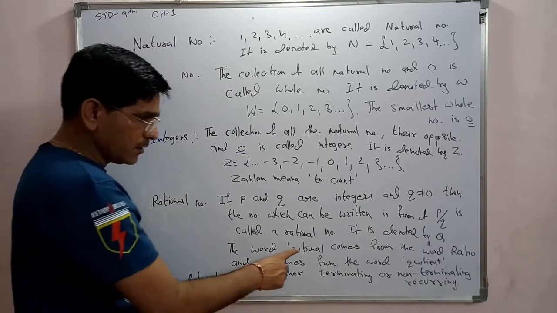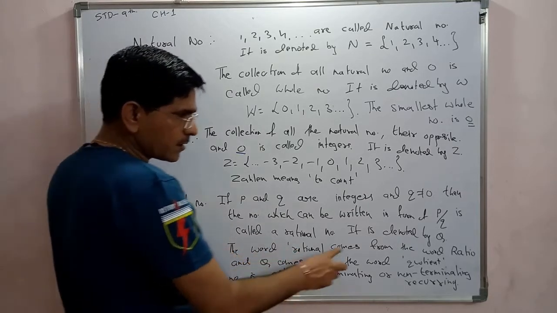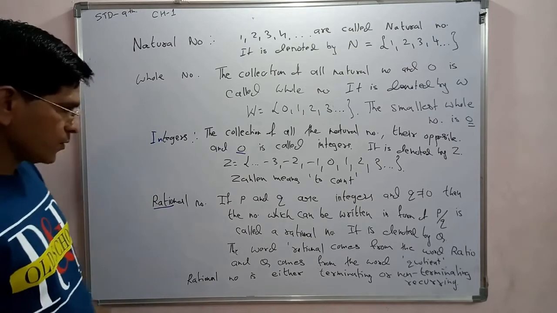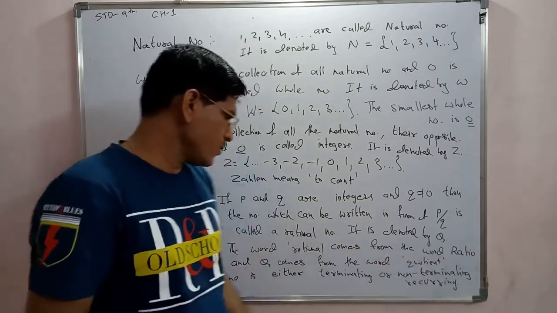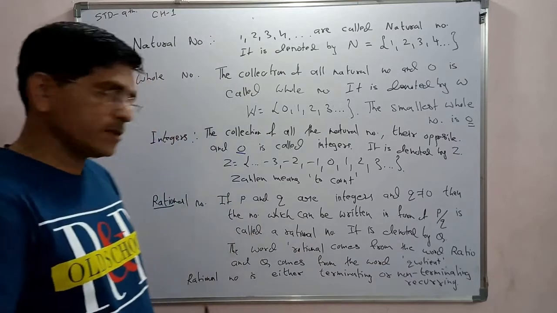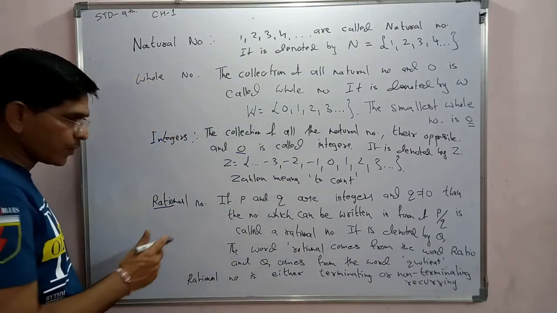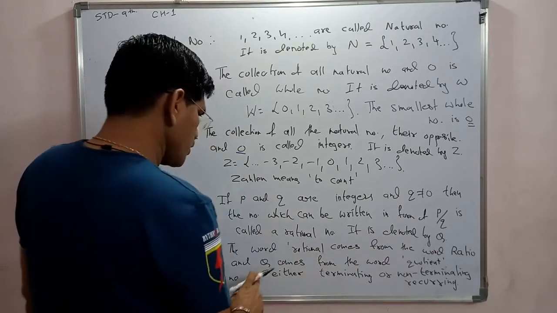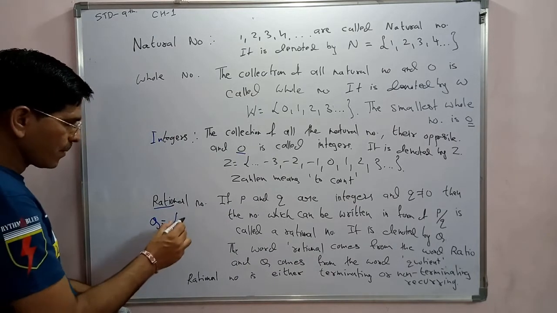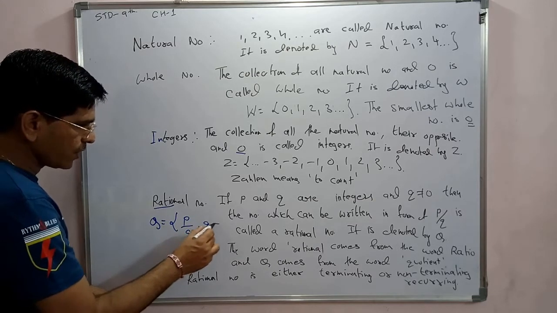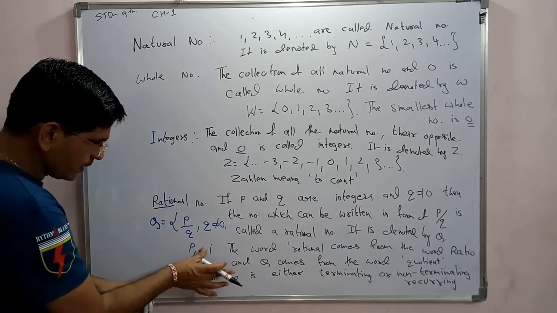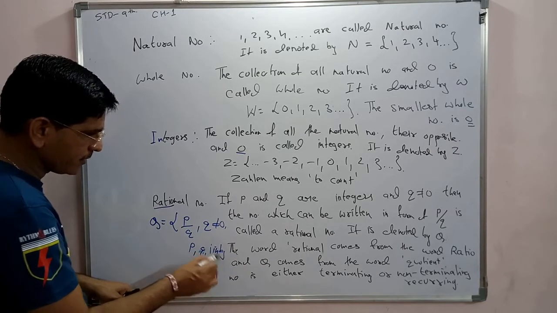The word rational, where is it from? The word rational comes from the word ratio. In rational there is one term, that is ratio. So the word rational comes from the word ratio and the Q comes from the word quotient. Therefore we are using the symbol Q. In curly brackets we can write it like this: p upon q, where q is not equal to 0 and p and q are integers.